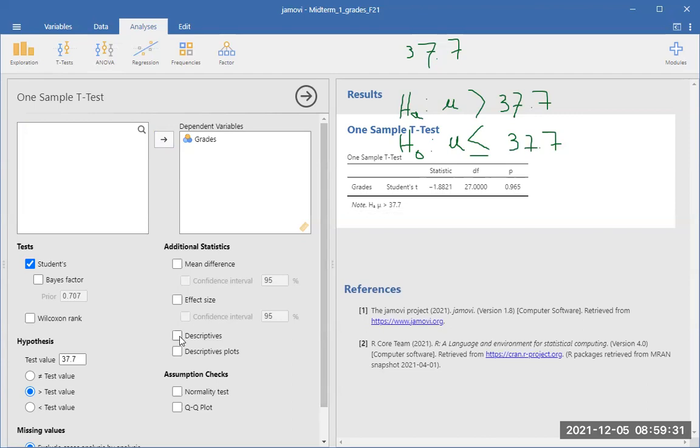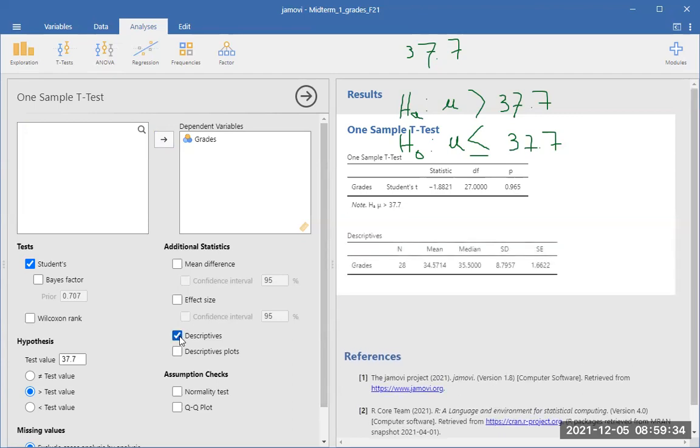If we want the actual grades, so we understand what's going on, we can click on descriptives. All right, so let's look at the results. Okay, first we look at our p-value: 0.965. Okay, this means this is greater than 0.05. We're wrong, okay? And we can look right here, and we can see that the mean for this class was actually less than. So right there, we conclude we failed to reject the null hypothesis and conclude that this class did not do better than the last class. Plain English, this class did not do better than the last class. Full stop, okay?